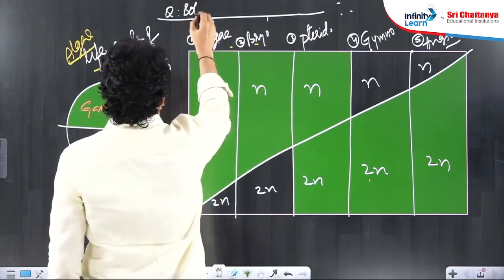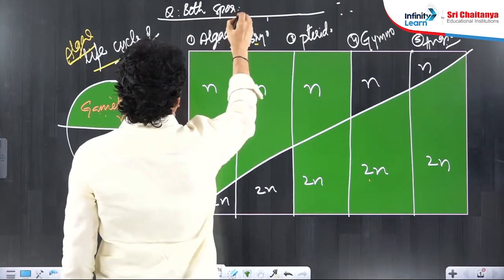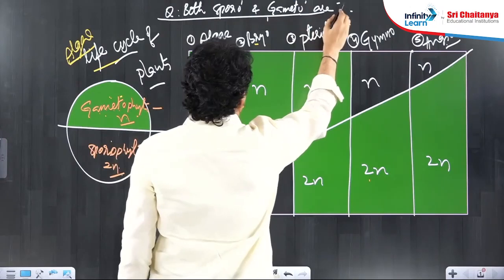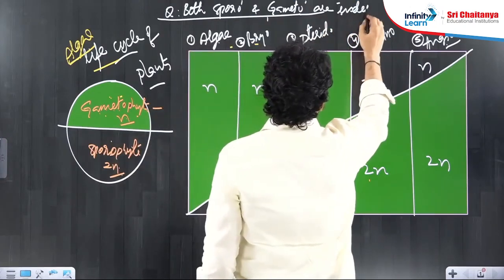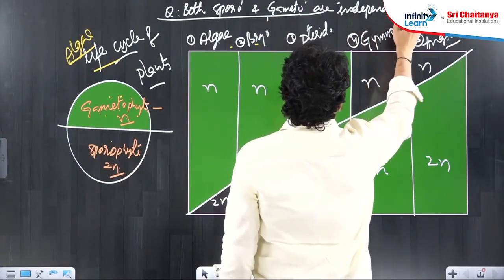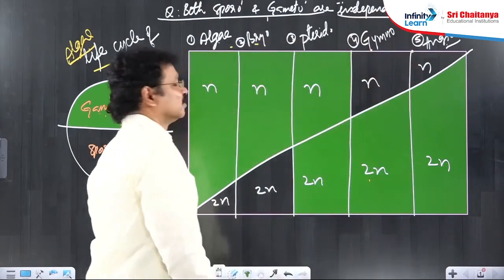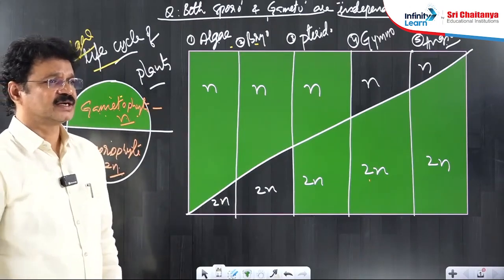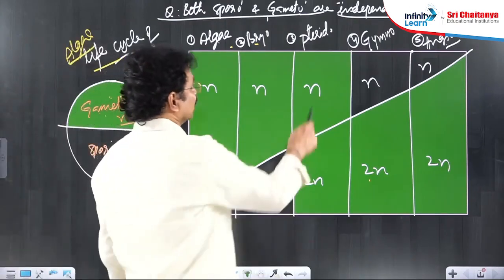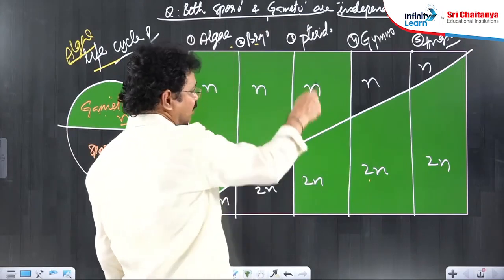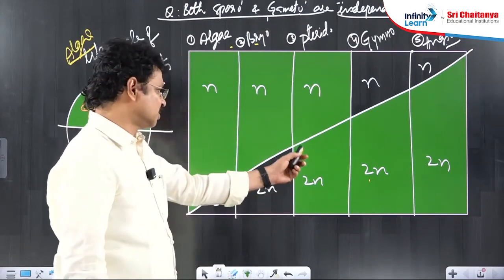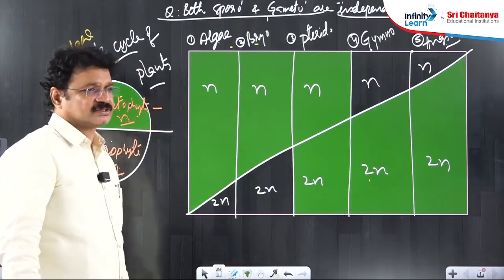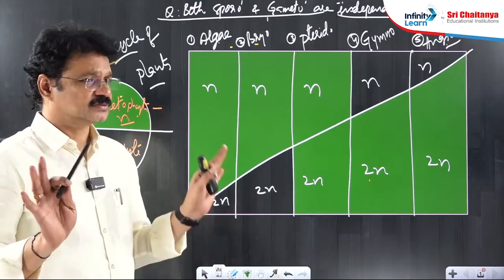Next, one more question. Both sporophytes and gametophytes are independent. Both the phases are independent in. Choose the right answer. Yes, good. In pteridophyte only, the entire column is in green coloration. Both the phases, sporophytes and gametophytes, are independent. Good, nice.